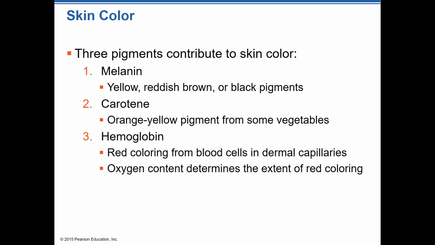So, we talked about this briefly, but there's 3 pigments that contribute to skin color. One of them is melanin, which we talked about, which is that yellow, reddish brown, and even black pigment. There's carotene, which is an orange-yellow pigment that comes from some vegetables. And of course, there's hemoglobin, which is a red coloring from blood cells in the dermal capillaries. And the oxygen content of that hemoglobin will determine the extent of the red coloring.